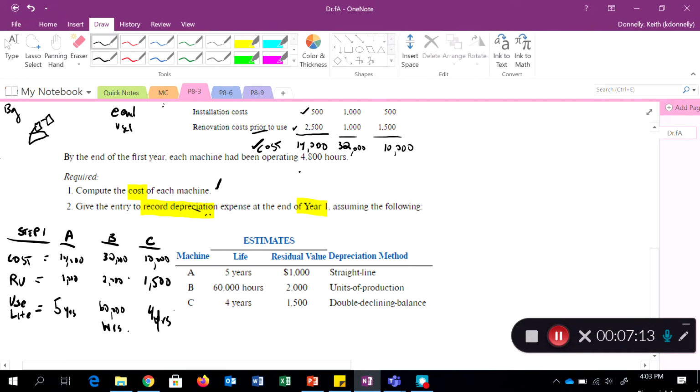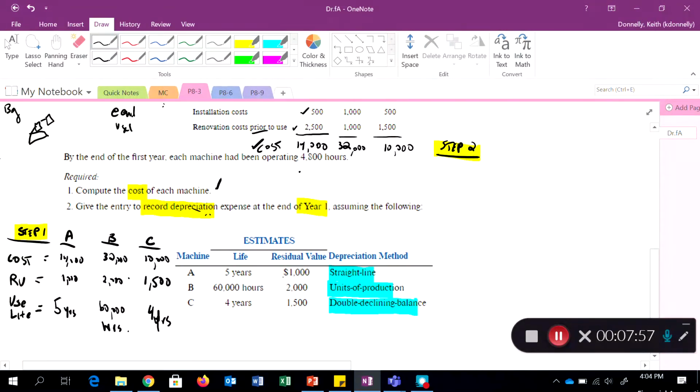So they want us to record depreciation on these assets. We completed step one. We gathered our information. There we go. Now let's do step two, which is essentially applying a depreciation method. Well, they've told us what depreciation method they're applying to each asset. So it looks like straight line, units of production, and double declining balance. And we know from the PowerPoint what these formulas are.